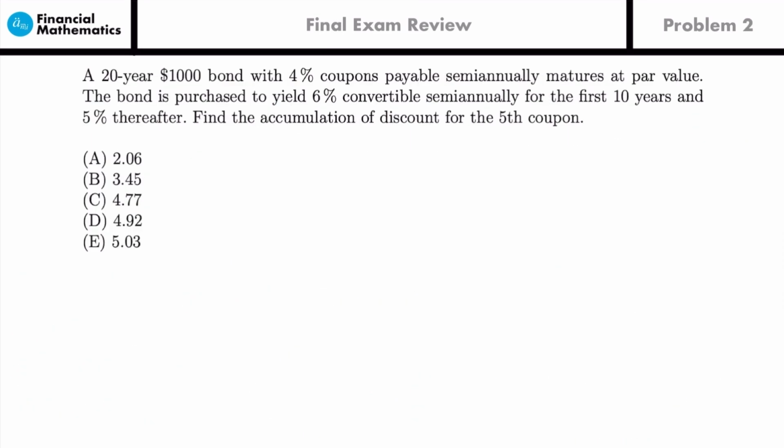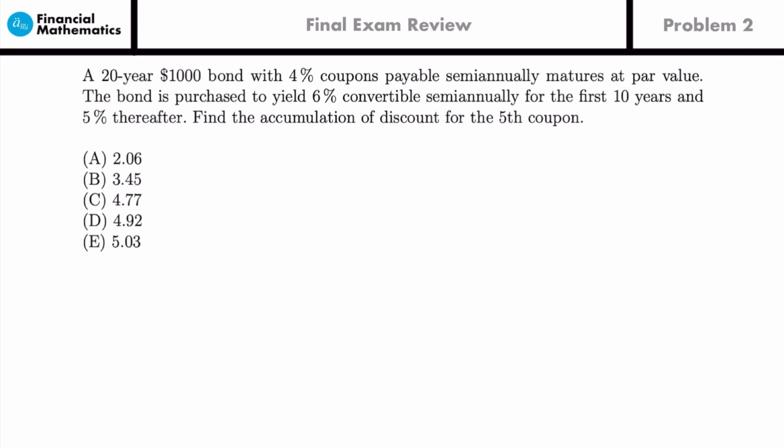Okay, for problem 2, we have a 20-year $1,000 bond with 4% coupons payable semi-annually, matures at par value. The bond is purchased to yield 6% convertible semi-annually for the first 10 years and 5% thereafter. Find the accumulation of discount for the 5th coupon.